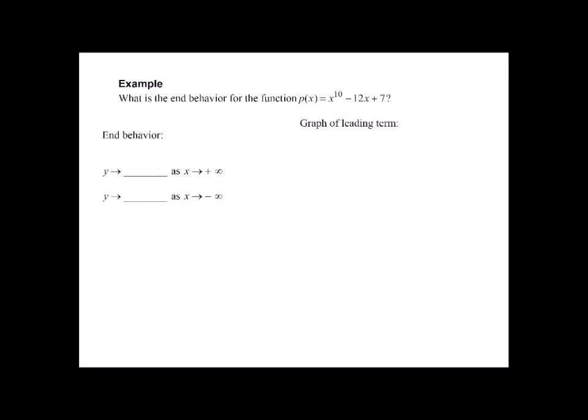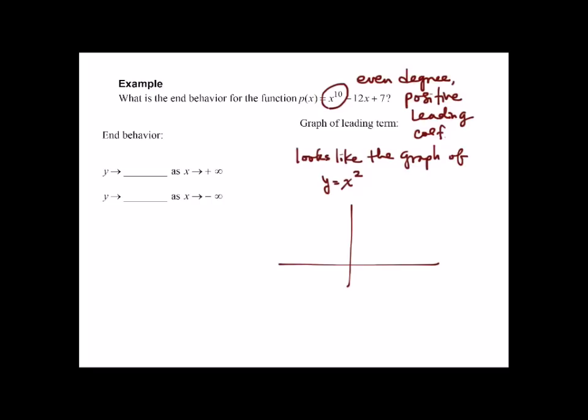Another quick example here, we have the polynomial function with x to the 10th dominating. This is an even degree with positive leading coefficient. So that means the graph of this polynomial must look similar to the graph of x squared, which looks like the following. And remember that because it's high degree, the 10th degree is actually quite high, it should be really flat near the origin. It almost looks like a U near the origin. And then with that, we know that the end behavior is that y goes to infinity as x goes to positive infinity, and y goes to infinity as x goes to negative infinity as well.